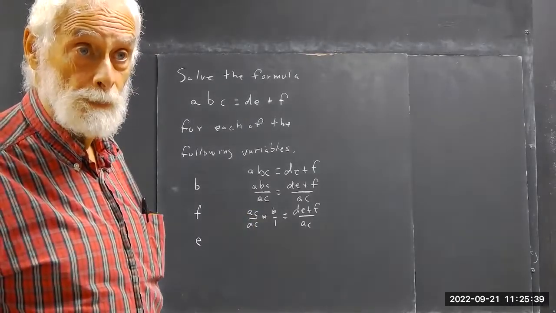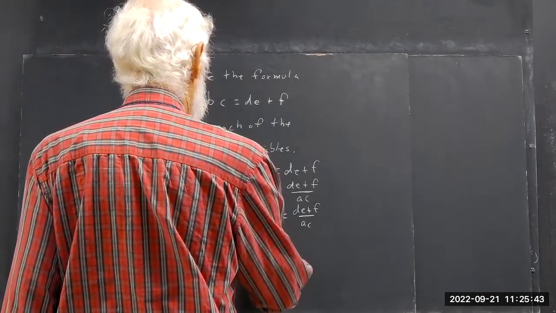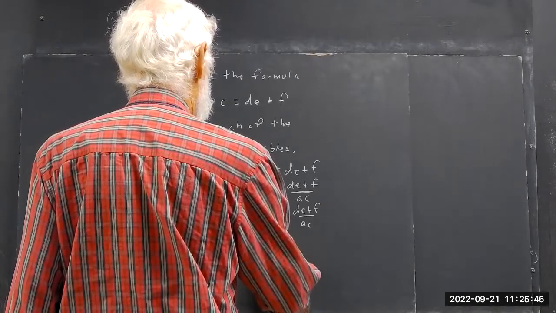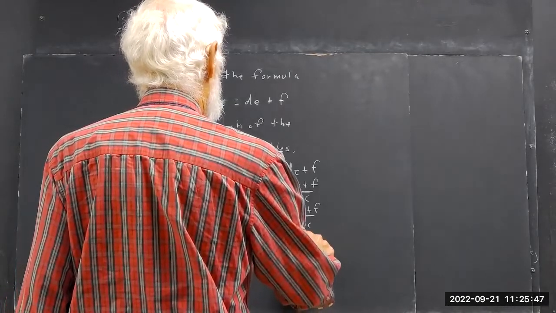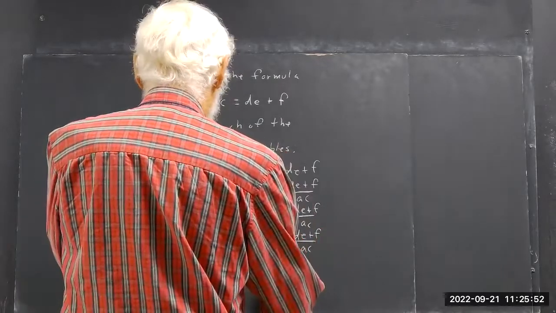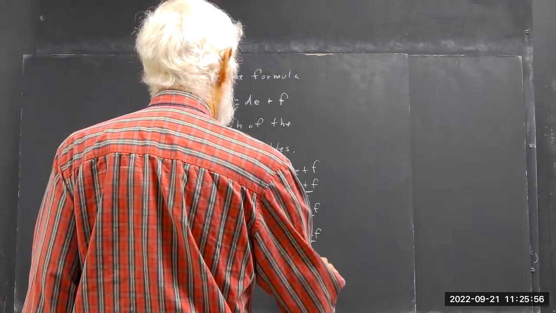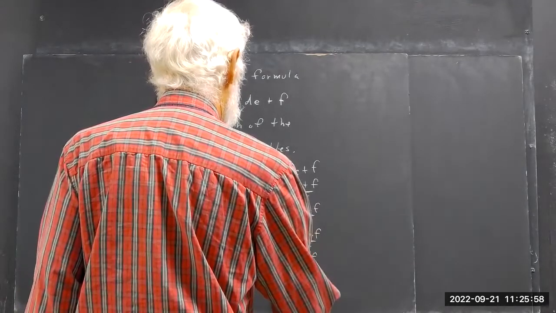So that works. So we have 1 times B over 1 equals this. So B equals DE plus F over AC.